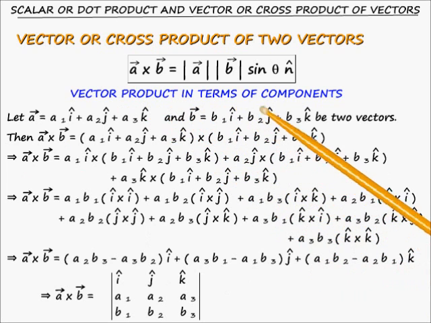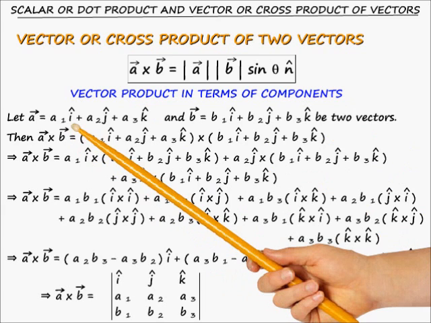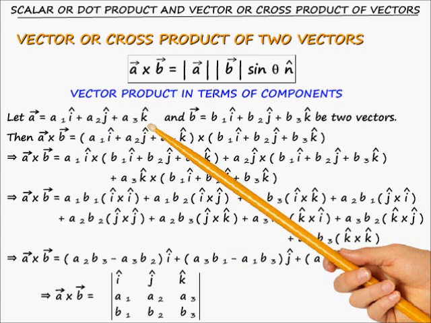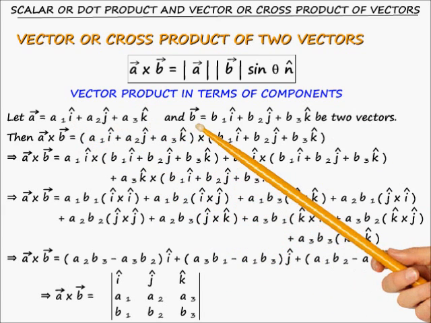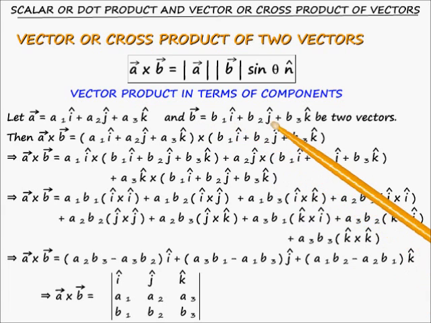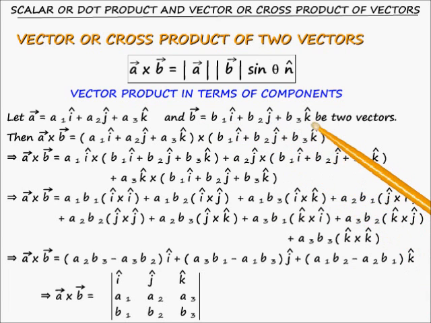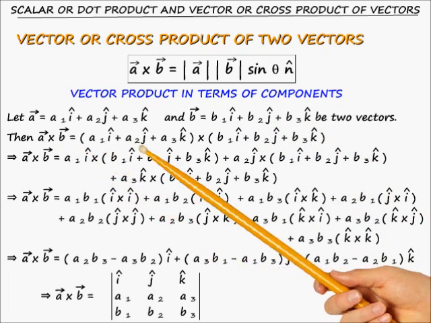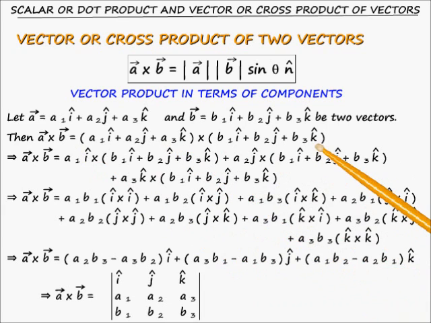Vector product in terms of components. Let vector A equal A1 i cap plus A2 j cap plus A3 k cap and vector B equal B1 i cap plus B2 j cap plus B3 k cap. Then A cross B is equal to this. Now we apply the properties we have already learned and we get the result. This result can also be written in determinant form like this.